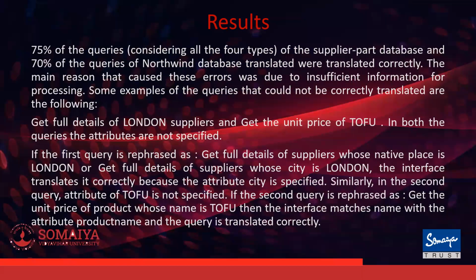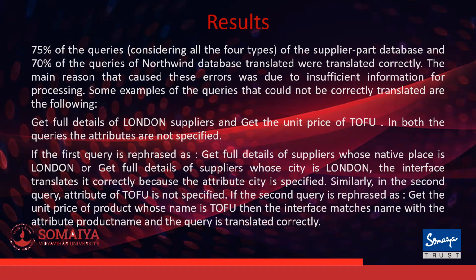So 75% of the queries, which includes all 4 types of queries of the supplier part database, and 70% of the queries of the Northwind database were translated correctly. Main reason that caused these errors was due to insufficient information for processing. There's also some examples of the queries that could not be correctly translated.